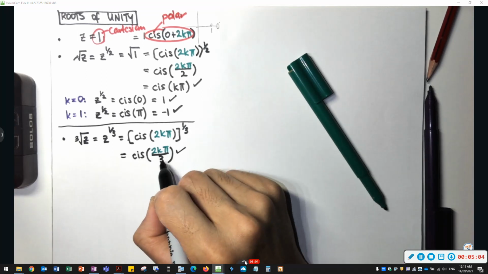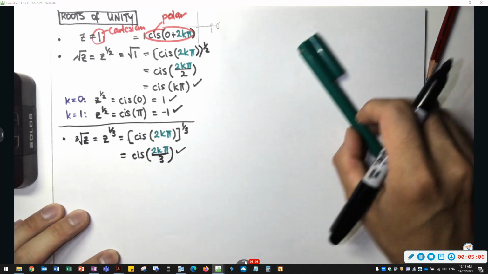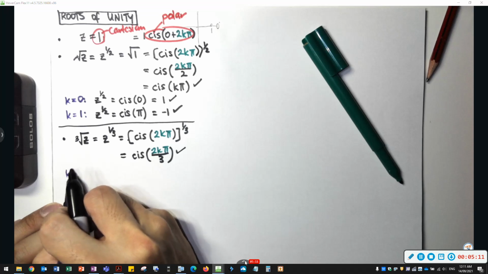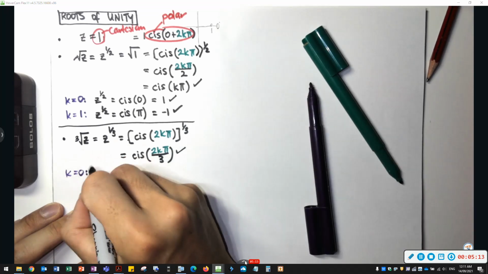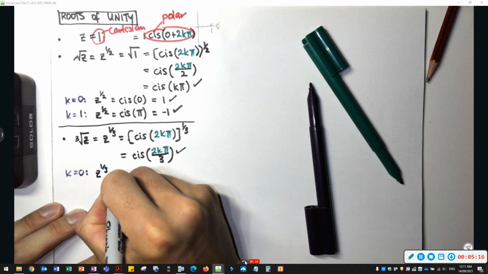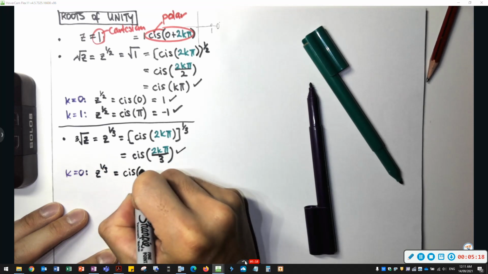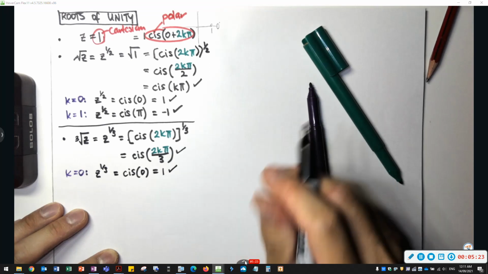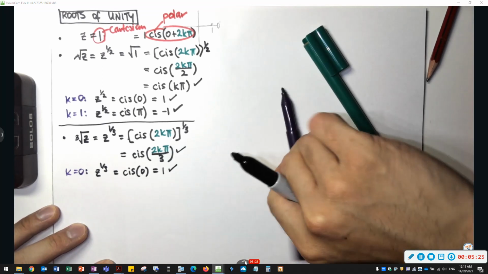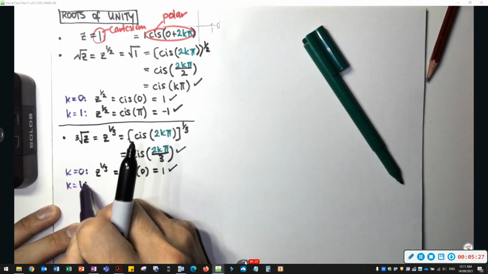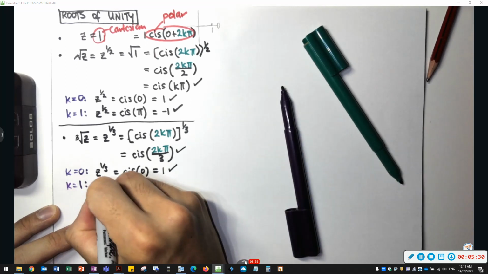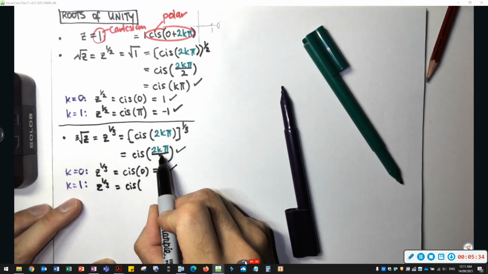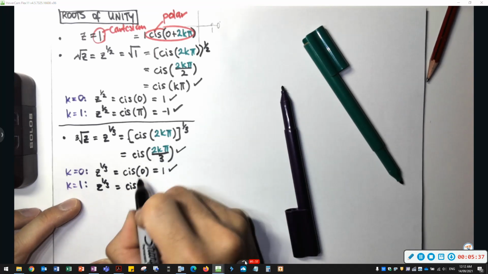There's actually 3 solutions here, but we can't see them, so we're going to start with our k values and figure out what they are bit by bit. So when k equals 0, I get the cube root of z equals cis 0, which is 1, as we already expected. That was one of the solutions. Then we'll look at k equals 1, so we get the cube root of z equals cis, and now when I put 1 in this, I'm going to get 2 pi on 3.